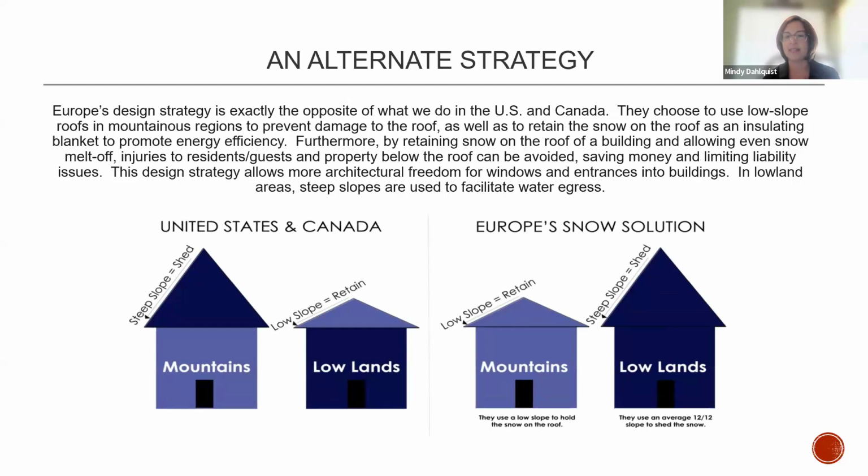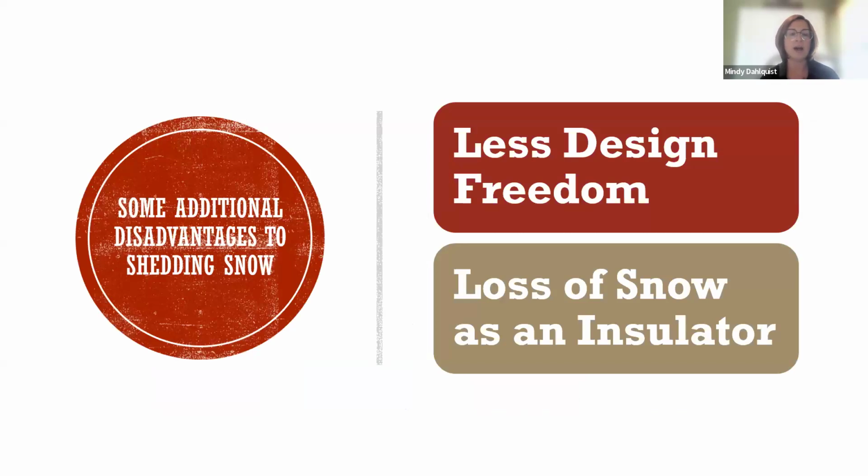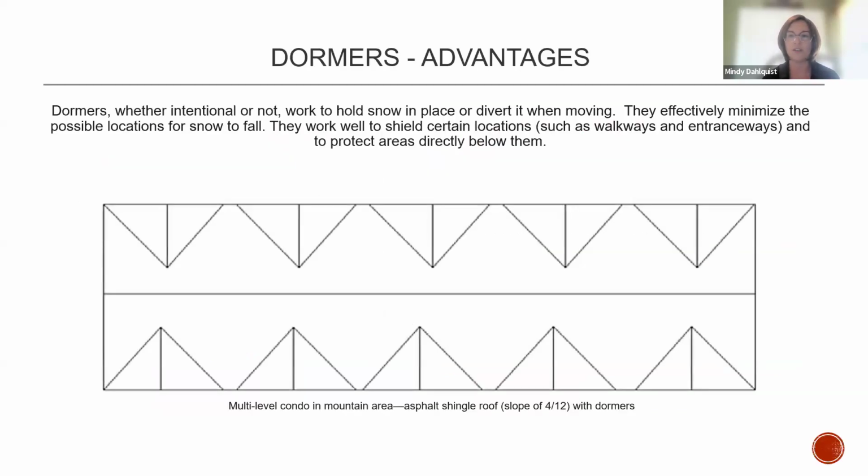So in the lowlands, they actually have steep sloping roofs because they use no sheathing. So they want to get that water off of there very, very quickly. So I mentioned less design freedom if you are shedding the snow a little bit, but then you're also losing that snow as an insulator as well. Snow does have R value. It's there. We might as well utilize it for something positive if we have to live through 6 months of snow.